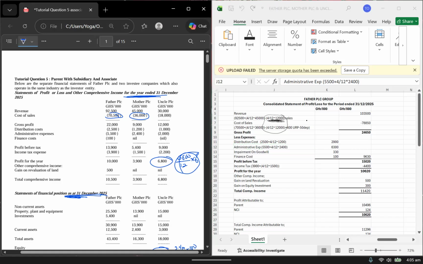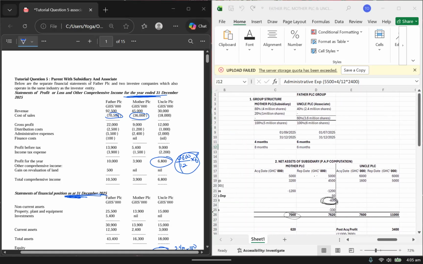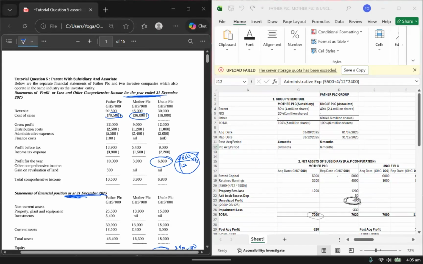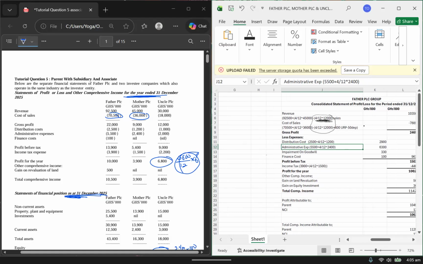Okay, now you would remember we had depreciation in the net assets as well. Depreciation of 50 in here. That's we add back depreciation. Now we are adding back this depreciation because the value of the property ended up reducing by 1,200, and they said the depreciation is 50. So we are adding it back. Adding it back here doesn't mean you are going to add it here. It has already been overstated in here.